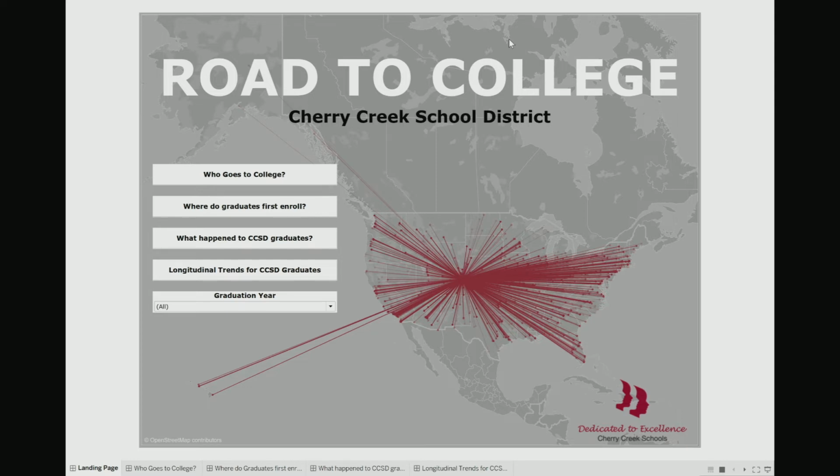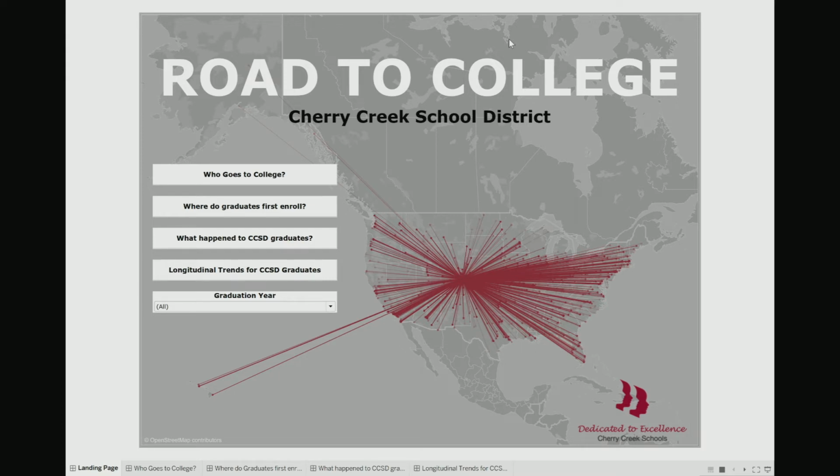So I think moving forward, instead of going back to the PowerPoint, we're just going to work off of the workbook. So this is our landing page. You can take a look at where, so guess what state Cherry Creek Schools is in? Anyone? We are in Colorado. This is a spider map that shows where our students go to, and our high school students literally go all over the country. I think North Dakota is represented. They go to every state.